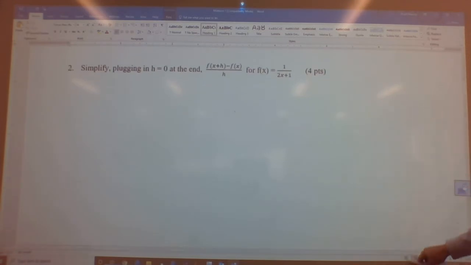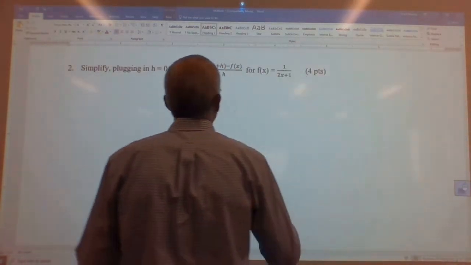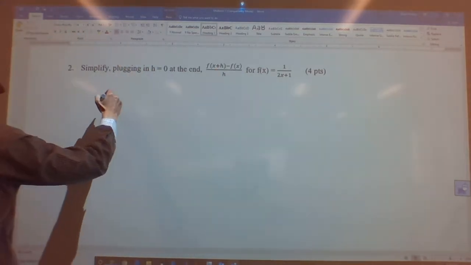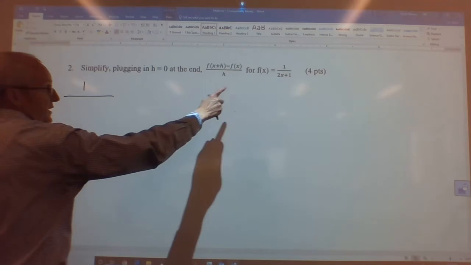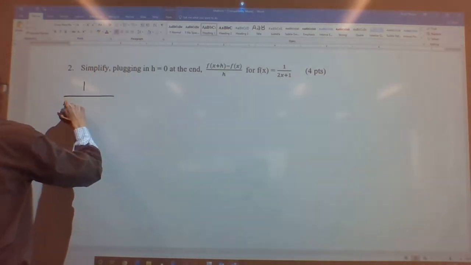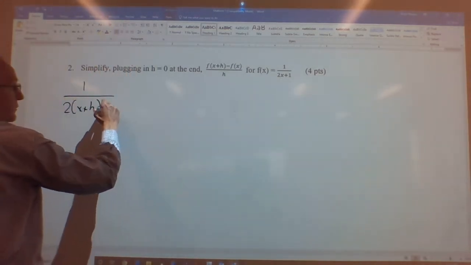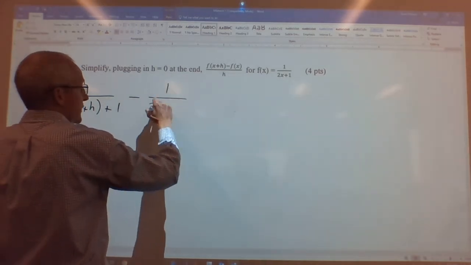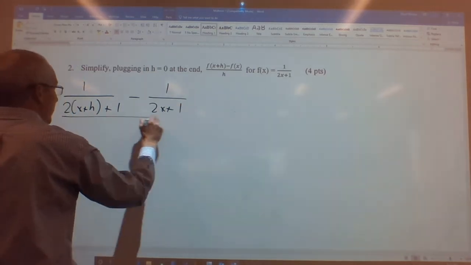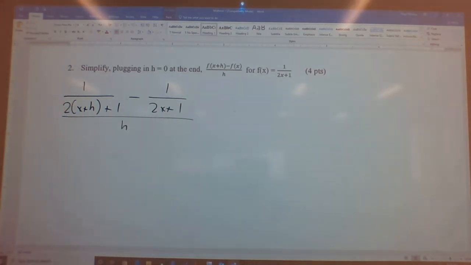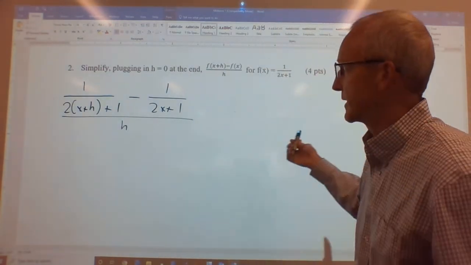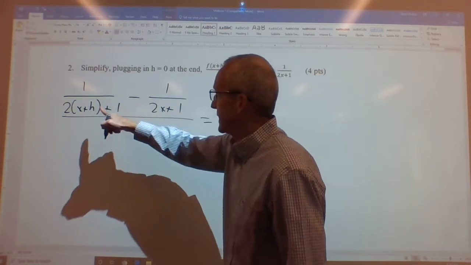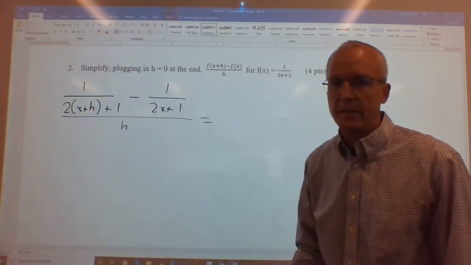Okay, the next one here. This was just plugging stuff in. So you plug in f of x plus h. So let's see, 1 over, wherever there's an x, you plug in x plus h, so 2(x plus h) plus 1, minus, just the function, 1 over 2x plus 1. And all that's over h, and we have to use common denominators here because we want to simplify this, and the only thing we can do is common denominators.